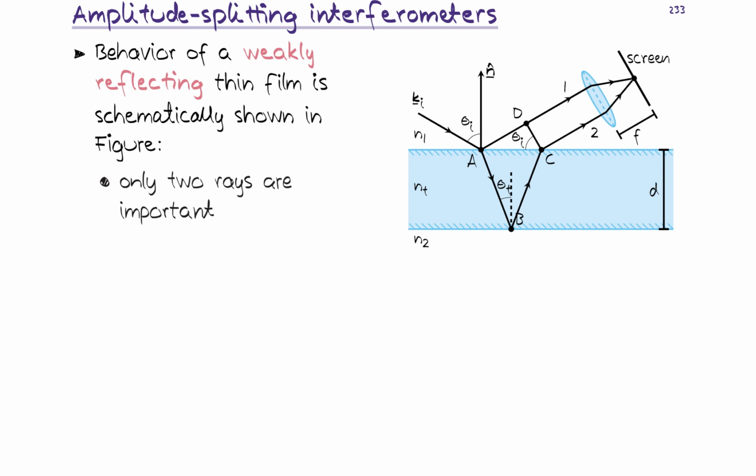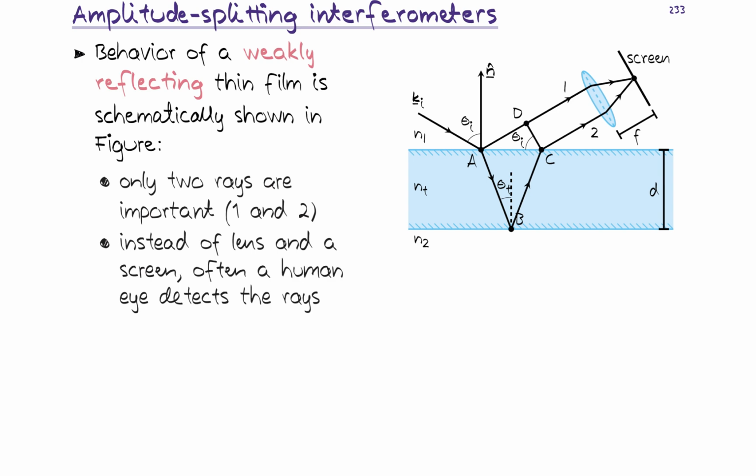And now, when we are considering this assumption, only two rays are of importance, and they have been highlighted in the figure. So essentially, we have two rays denoted here as 1 and 2. And instead of a lens and a screen as given in the picture, we could also just imagine that we have a human eye that detects the rays, and this indeed is often the case when we are seeing structural coloration, for example, of soap bubbles and feathers of birds and so forth. So we don't really have a lens and screen here, but rather we're just putting our eye here, and the eye is acting both as the lens and the screen detector here.